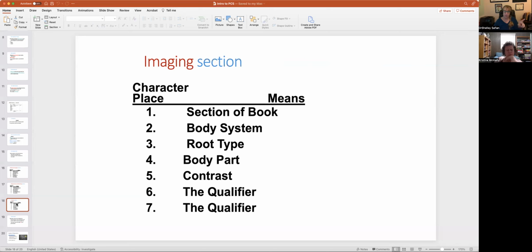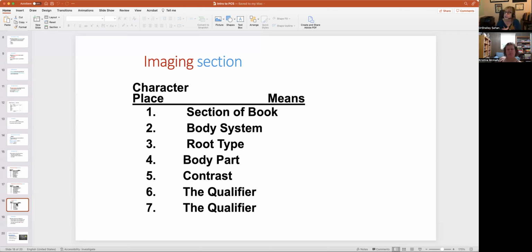But in the imaging section, the first character is going to be the section of the PCS book. The second, the body system. The third, the root type. Okay, pretty much the same as med surg, right? Then body part, like med surg. But now the fifth character is not the approach, it's contrast. Because in imaging, sometimes you put contrast, sometimes you don't. And by the way, you need to know what the contrast was.